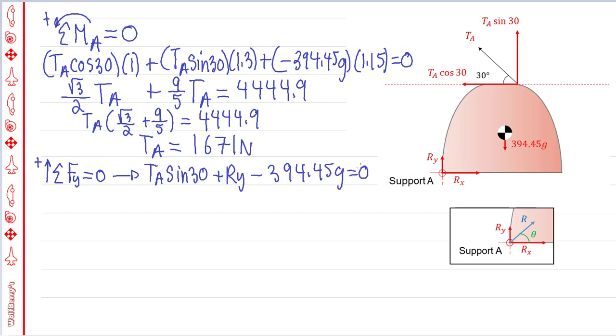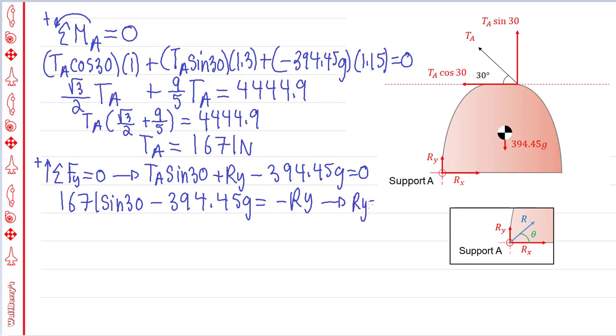Now we have TA, we've just found TA, so let's substitute 1671 sine 30 minus 394.45g, move Ry to the other side, equals minus Ry. Now we're going to find Ry. From this calculation, we find out that Ry is in fact equal to 3034 newtons. There we go.